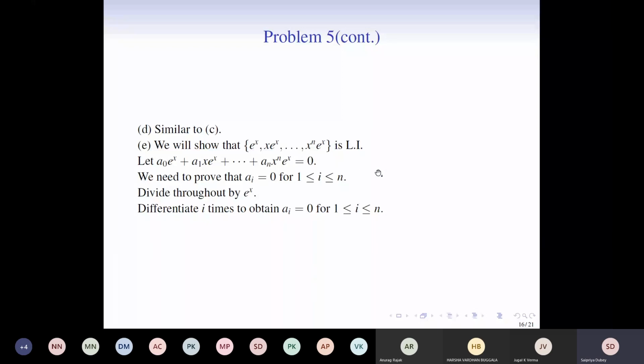But we still recall the proof. How did we prove in class that they are linearly independent? We differentiated i times. When we differentiated i times, all the terms before ai will be 0. We differentiate i times to obtain that ai is equal to 0 for all i ranging from 1 to n.